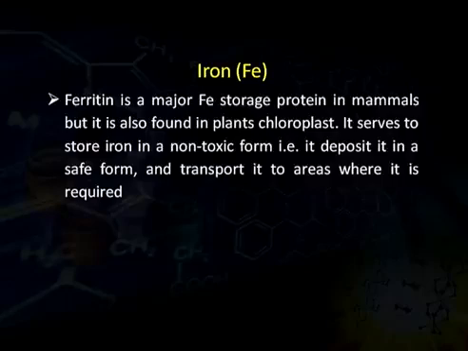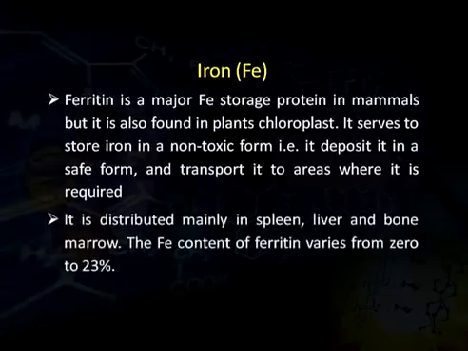Ferritin is a major iron storage protein in mammals, but it is also found in plant chloroplast. It serves to store iron in a non-toxic form, that is, it deposits it in a safe form and transports it to the areas where it is required. It is distributed mainly in spleen, liver and bone marrow. The iron content of ferritin varies from 0 to 23%.